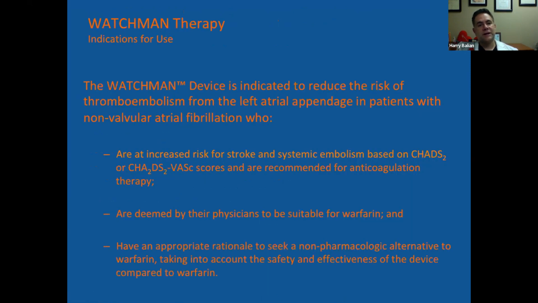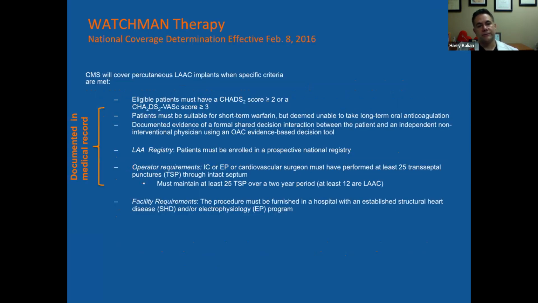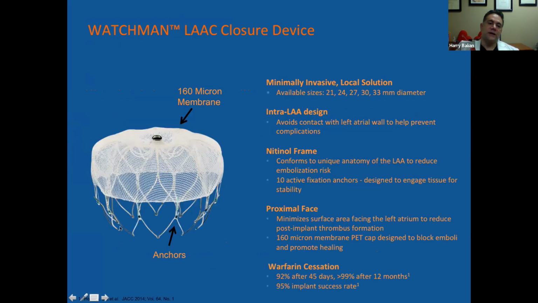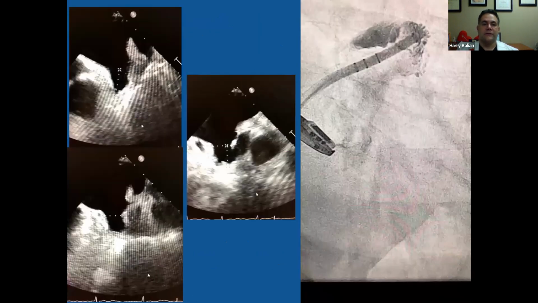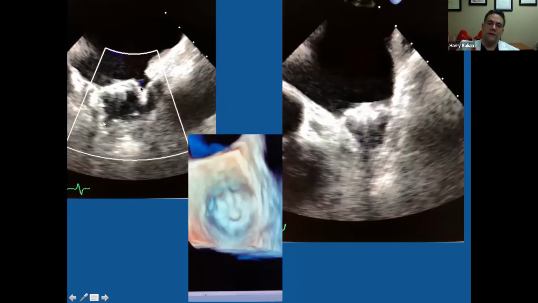So this Watchman device itself is indicated to reduce the risk of thromboembolism from the left atrial appendage in patients with non-valvular atrial fibrillation. So this is the actual device. It has a skirt, and once we deploy this inside the left atrial appendage, this endothelializes, we have tissue development, and then it essentially walls off the left atrial appendage, so patients do not have to take blood thinners after that. This is an echo. We measure the actual depth of the appendage, and then we're able to deploy our device. The actual Watchman device.